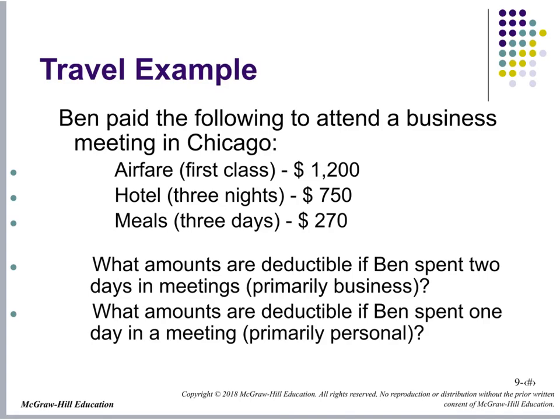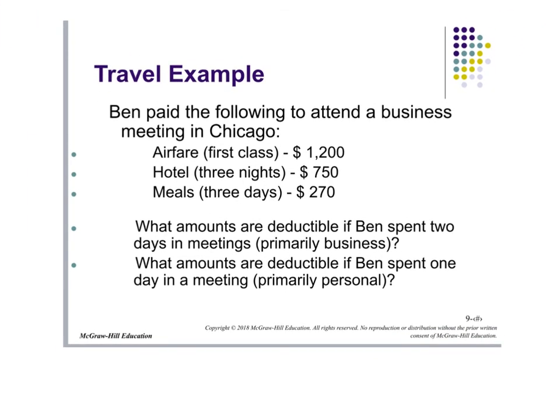And we've got Ben again, and he paid to attend a business meeting in Chicago. So he's got airfare, he's got hotel, and he's got meals. And what amounts are deductible if Ben spent 2 days in meetings, primarily business? So this trip then would be primarily business because he's got 2/3 of the time are business related. And what is deductible if Ben spent 1 day in a meeting? That makes his trip primarily personal. All right, so I'm going to head to the next slide so I have more room. Now I'm on the next slide so I have more room to write.